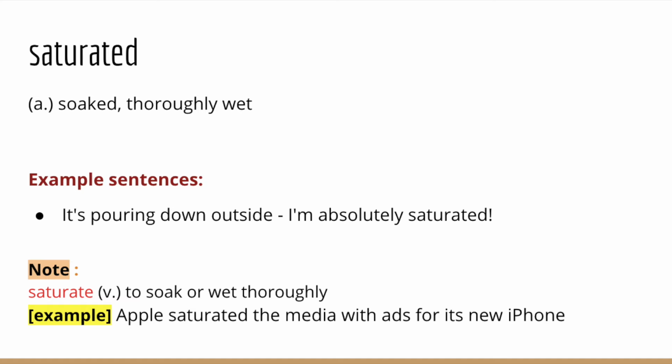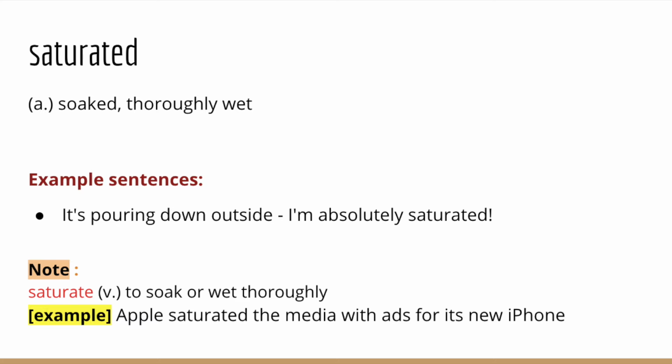And I'm absolutely saturated means I'm absolutely wet. I am thoroughly wet. Like every part of my body, every part of my clothes is wet. That is, I'm absolutely saturated. The verb form of saturated is saturate.